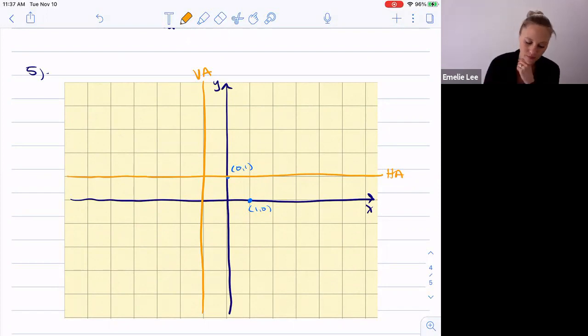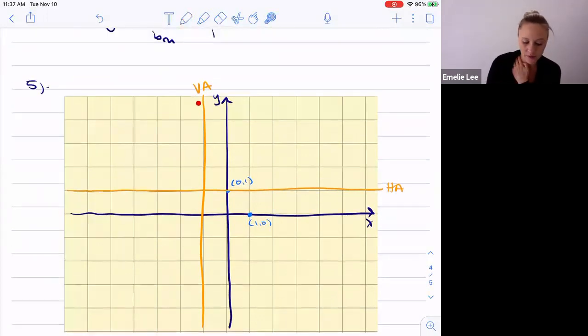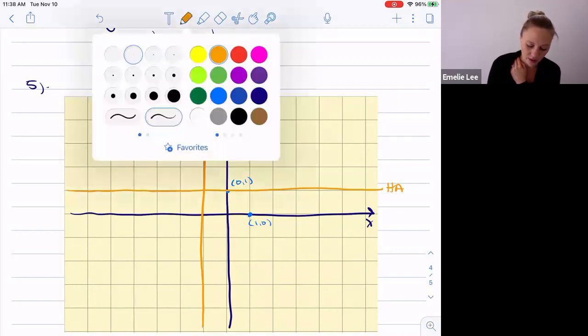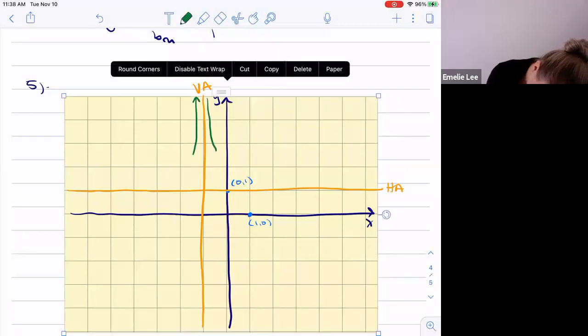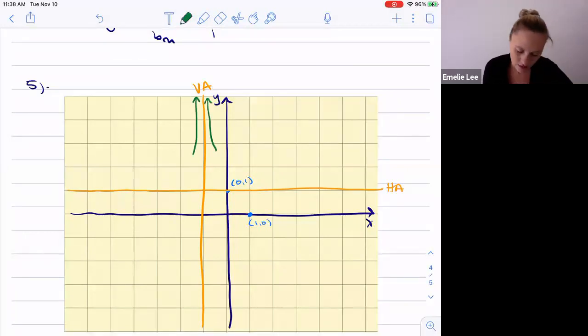Remember, the behavior around the vertical asymptote is that it's going to go to positive infinity on either side. So I'm just going to start and put those on, because that's all I know for certain so far, right? This thing is going to go like this and like this. I'm not committing to anything more quite yet.